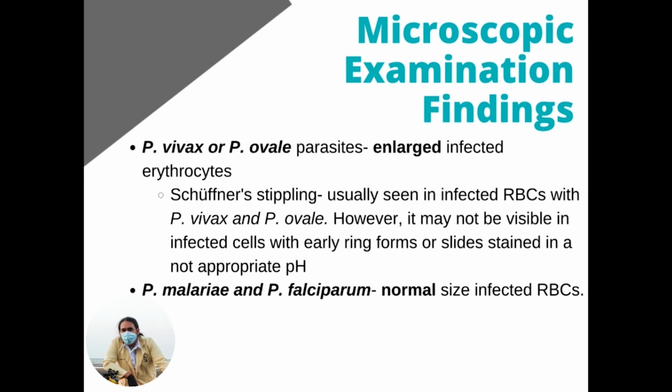Microscopic examination and findings. For Plasmodium vivax or Plasmodium ovale parasites, there are enlarged infected erythrocytes. Also seen is Schüffner's stippling, which is usually seen in infected RBCs with Plasmodium vivax and Plasmodium ovale. However, it may not be visible in infected cells with early ring forms or slides stained at an inappropriate pH. For Plasmodium malariae and Plasmodium falciparum, there are normal-sized infected RBCs.